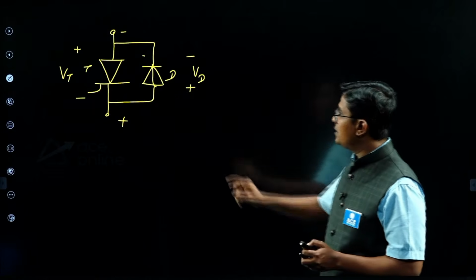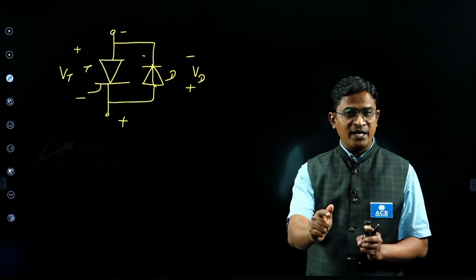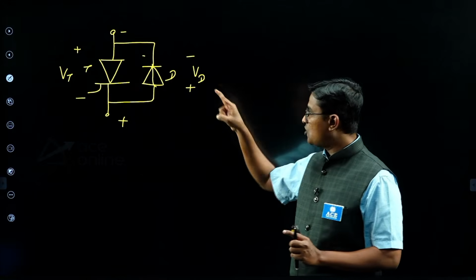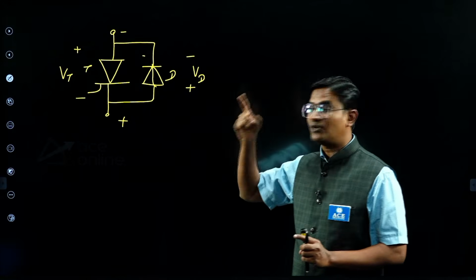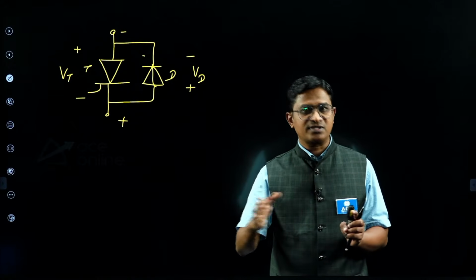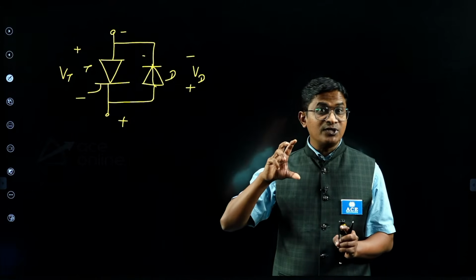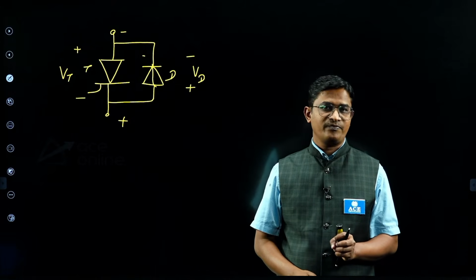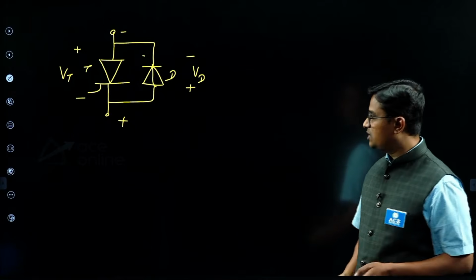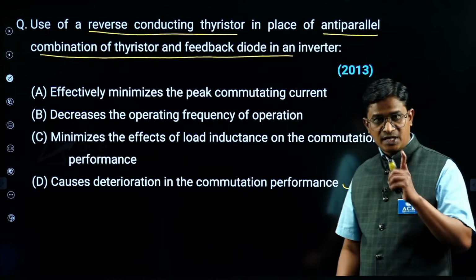So what happens here, when I connect thyristor and diode anti-parallel, when we maintain the reverse voltage, automatically this diode will start conduction, and this on state voltage drop will appear as a reverse voltage for thyristor. So therefore my thyristor will commutate successfully. But in reverse conducting thyristor, when you maintain reverse voltage, it will again go into conduction mode, right? So reverse voltage will not be maintained automatically. Therefore that causes the deterioration in the commutation performance. So option D is the correct option.